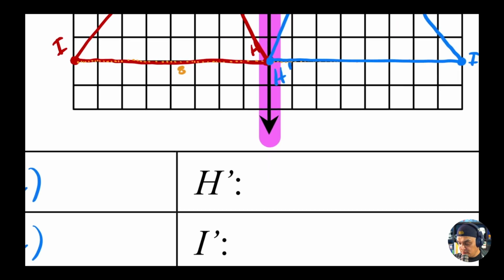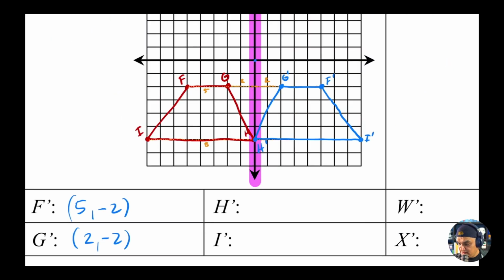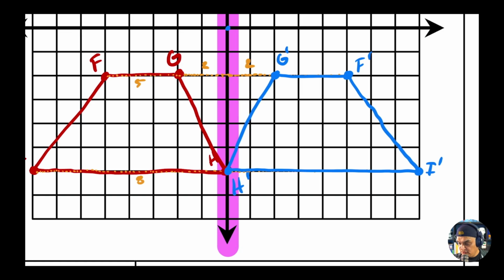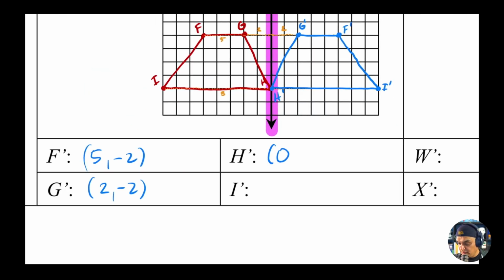H prime is going to be the same as H because they're on the line. We don't move forward or backwards on the X. We just go down 1, 2, 3, 4, 5, 6. So it's 0, because we go 0 on the X and then down 6 on the Y.